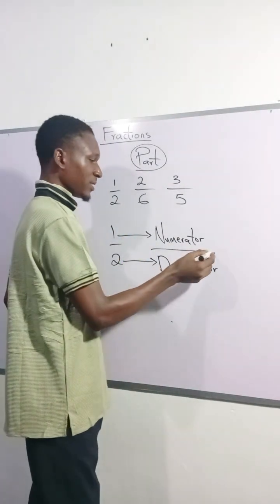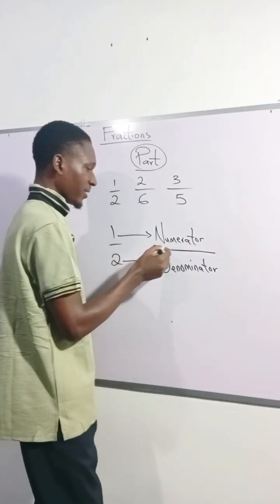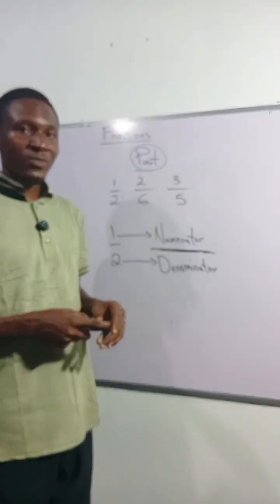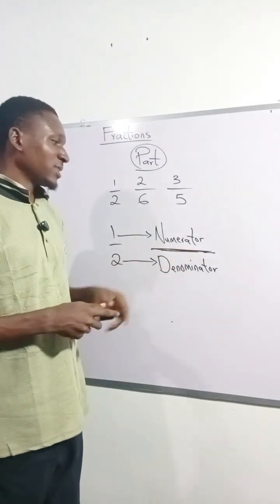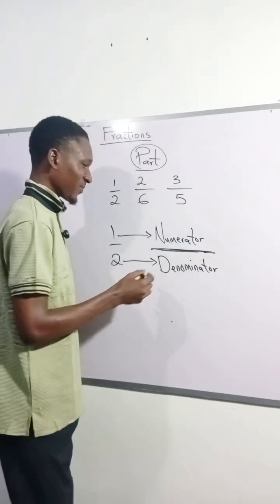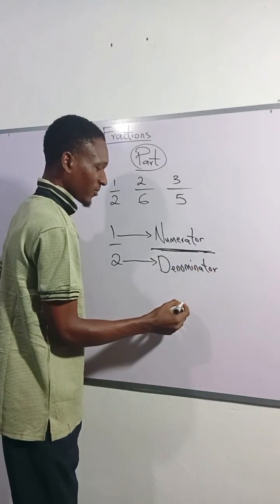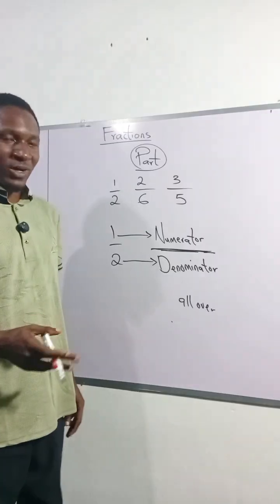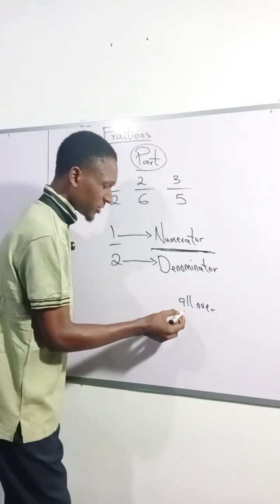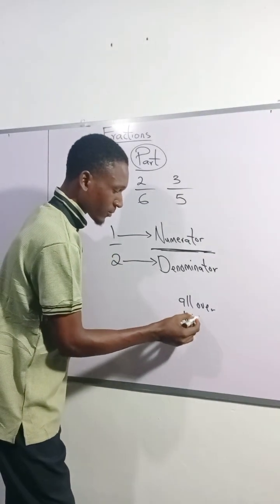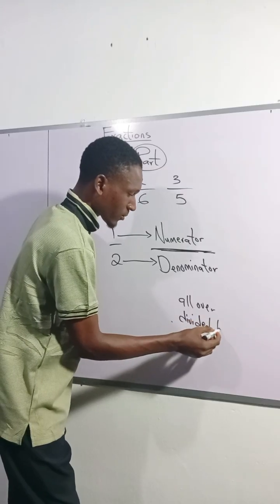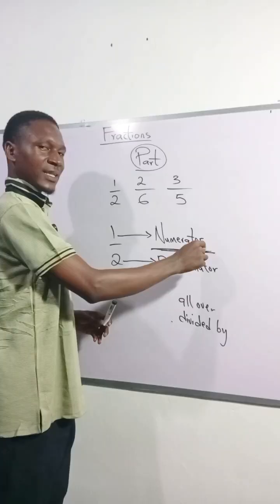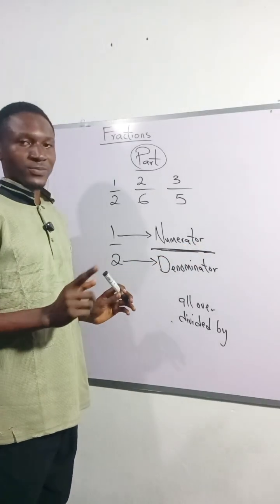Now what do we call this slash, this line here? That line can actually represent so many things. The most popular name we know it as is what? All over. Yeah, that is the major name we know it as. We say 1 all over 2, 2 all over 4. It is actually a division line also. We can call it divided by. You can say numerator divided by the denominator.